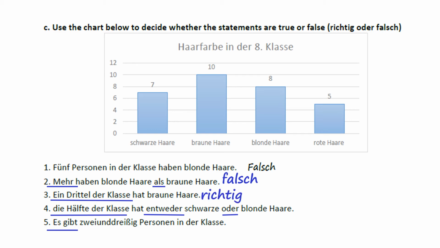So das ist richtig. Nummer 4, die Hälfte der Klasse hat entweder schwarze oder blonde Haare. So do the people with blonde hair and people with black hair make up half of the class? Yes, that's true. Das ist richtig. Question 5, are there 32 people in the class? No, there are not. Das ist falsch.